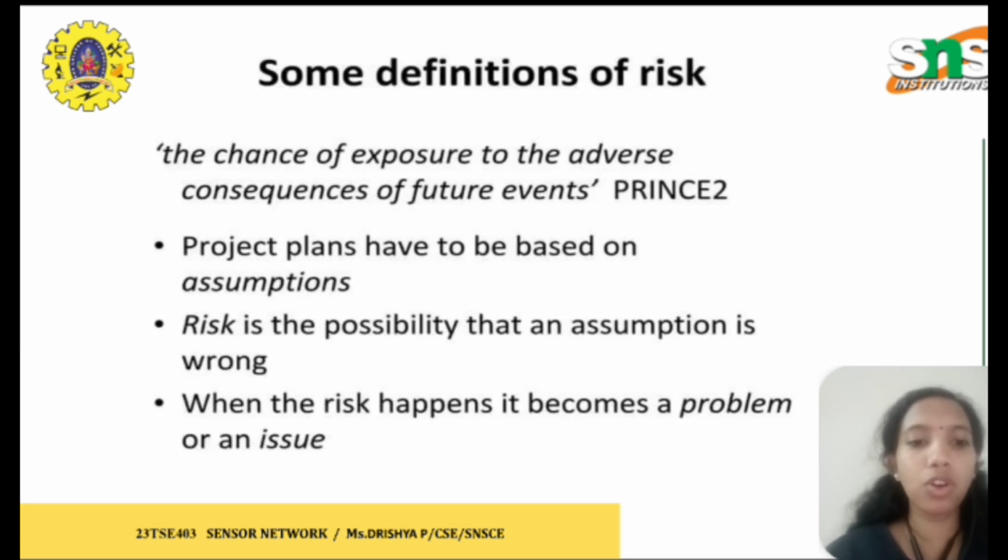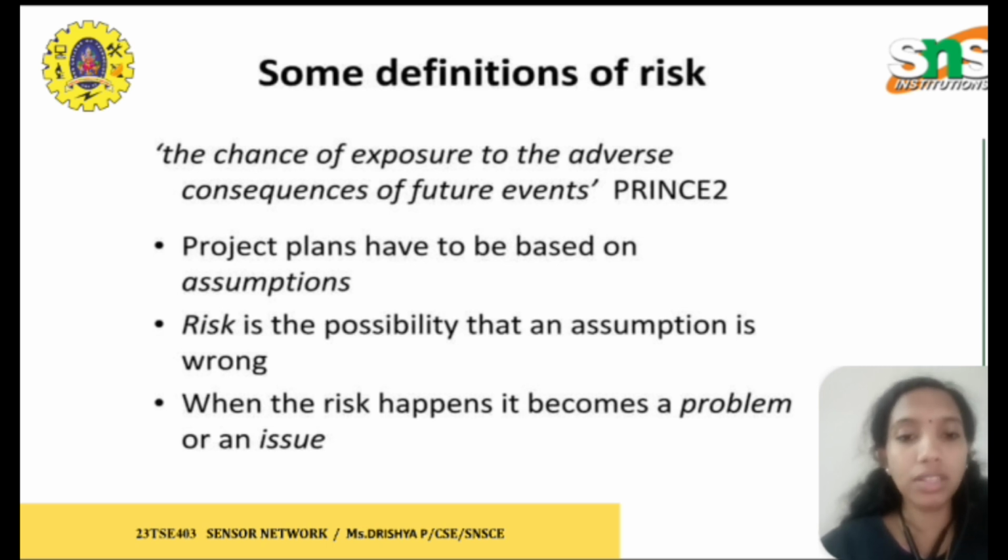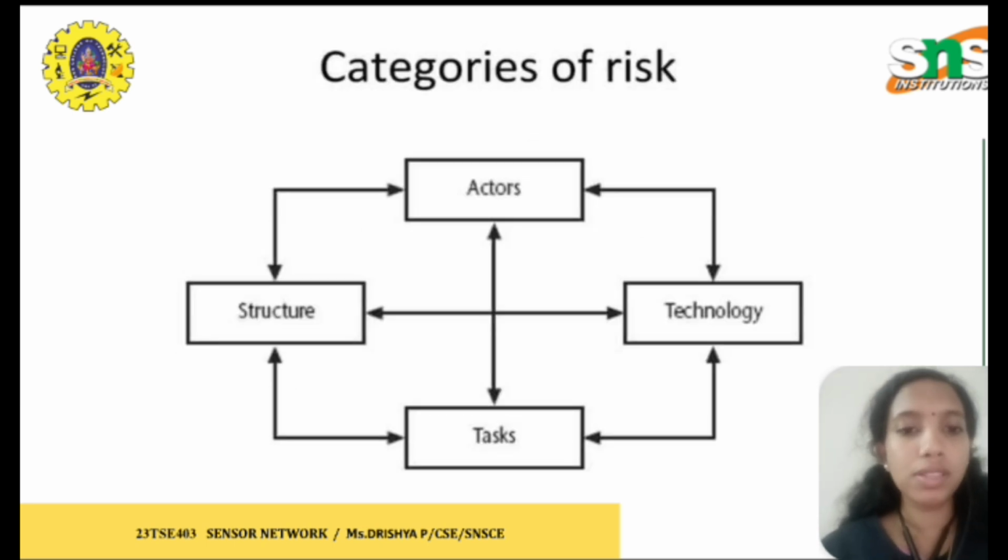Now, some definitions of risk. Risk is the chance of exposure to the adverse consequences of future events. According to PRINCE2, project plans have to be based on assumptions. It may or may not be that the assumption is right or wrong. Here, risk is the possibility that an assumption is wrong. When the risk happens, it becomes a problem or an issue.